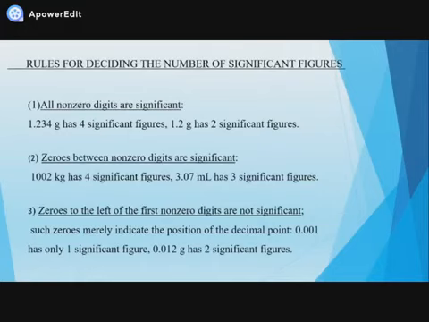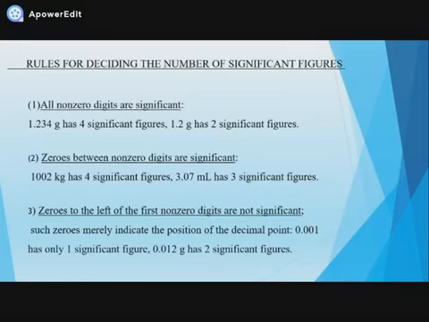Number 1. All non-zero digits are significant. For example, 1.234 gram has 4 significant figures and 1.2 gram has 2 significant figures. Second rule is zeros between non-zero digits are all significant. For example, 1002 kg has 4 significant figures and 3.07 ml has 3 significant figures.